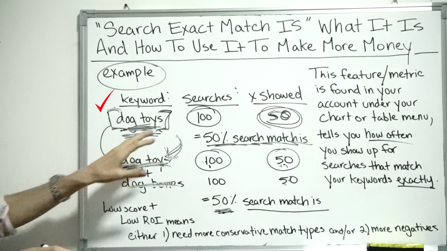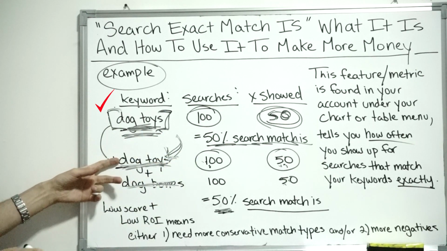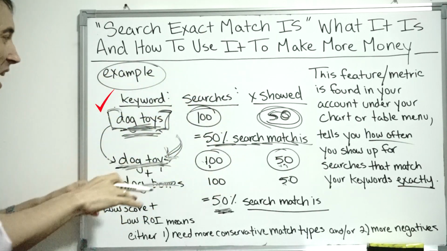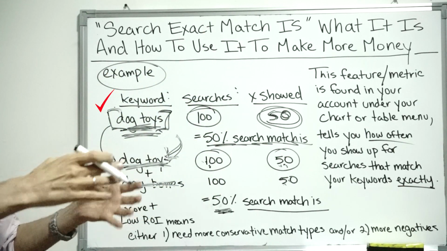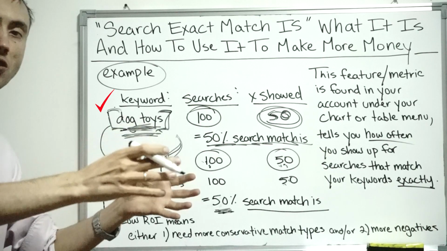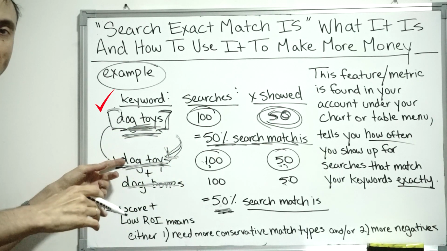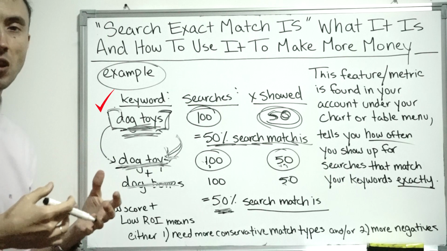It's how many times out of 100 you showed up for the word that's in the keyword exactly, not of all the stuff you showed up for, what percentage of those searches was the keyword exactly. If you get that, just to clear that up as well.